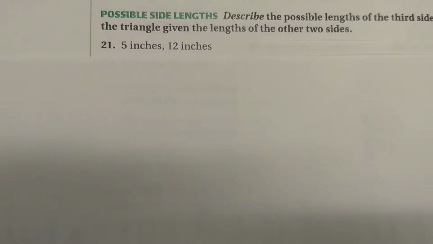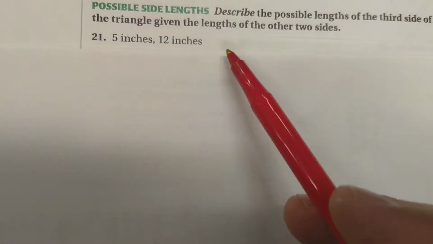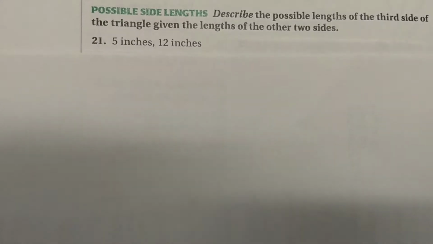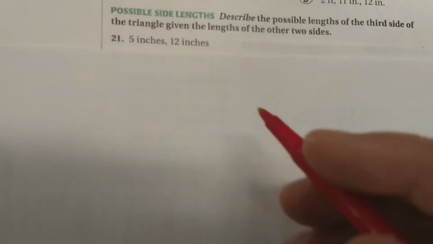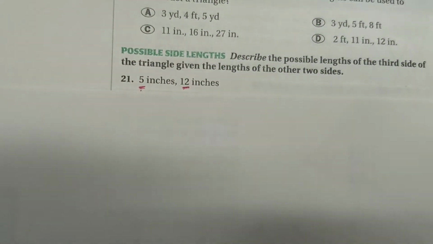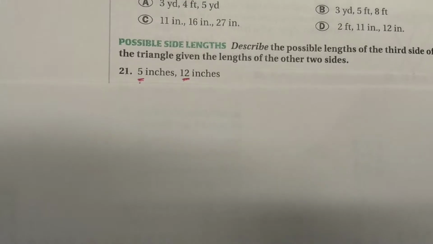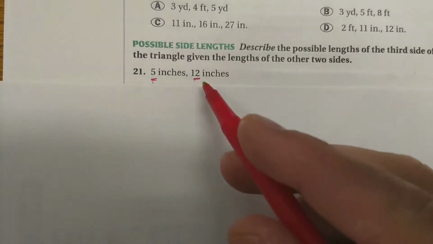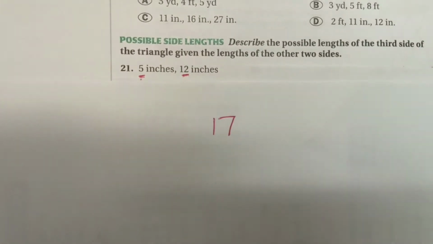We can take a look at two sides of a triangle and determine how large or small the third side could possibly be. The simplest way to do this is to take a look at those first two sides, and you're going to add them together and you're going to subtract them from one another. Okay, so if I add 5 and 12, I get 17.